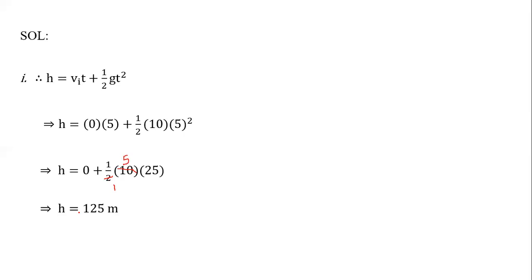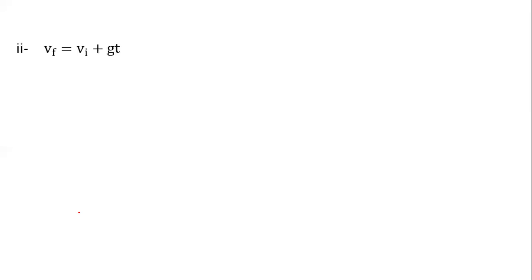Now we have to find the final velocity. For the final velocity, the formula we will use is v = vi + gt. Vi is 0, g is 10, t is 5. So the final velocity is 50 m/s. So the final velocity is 50. In this way, we will solve this numerical question. So in this way, we are done with this.